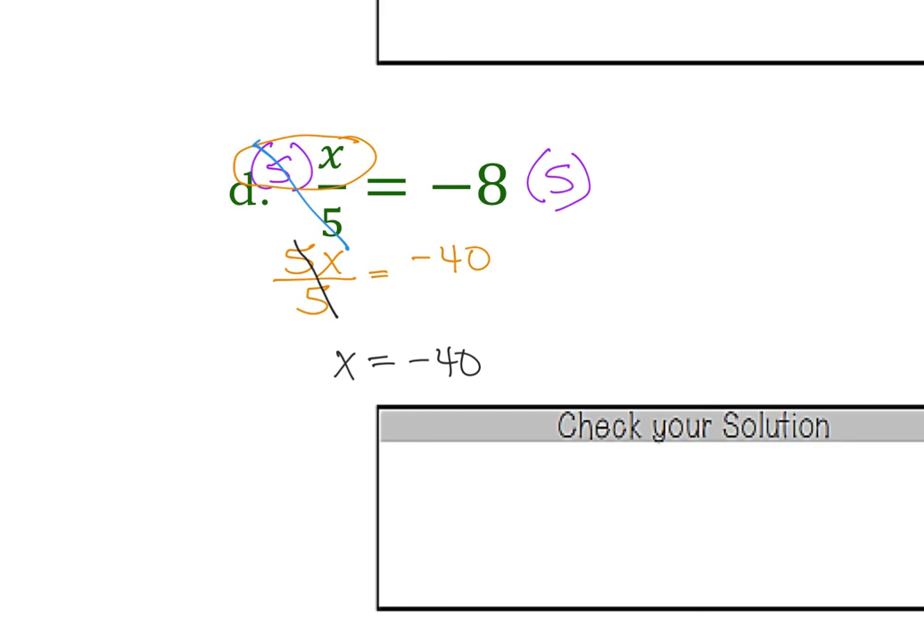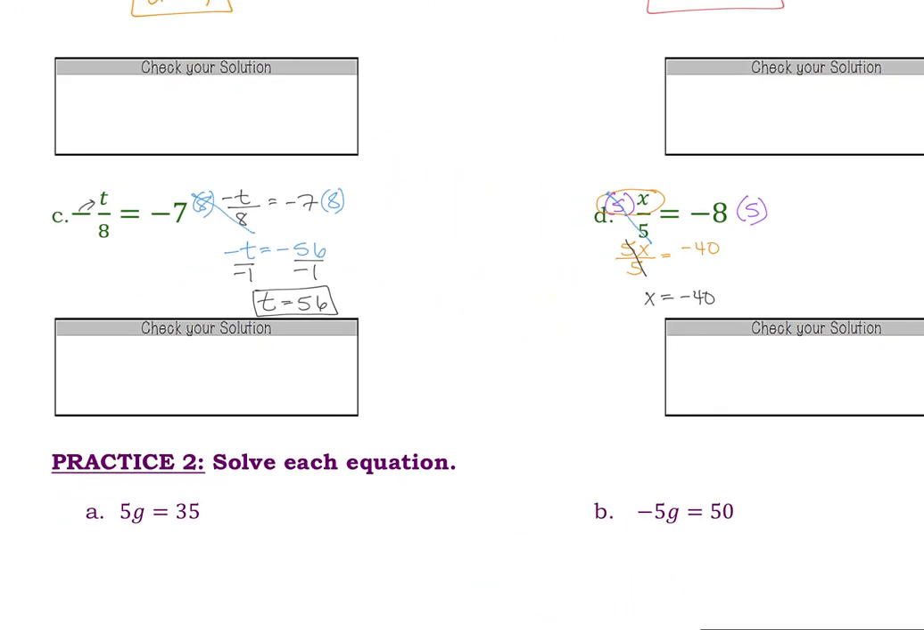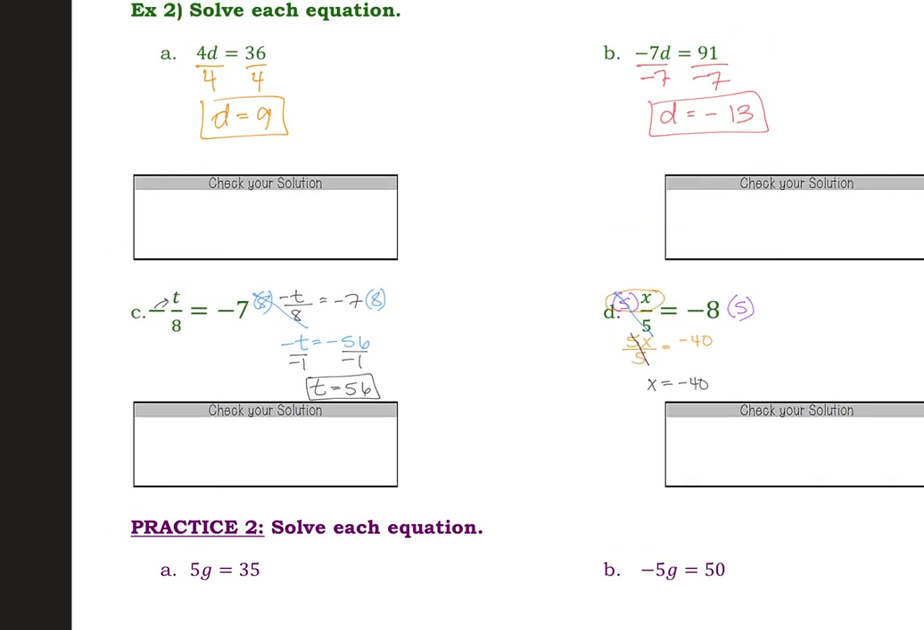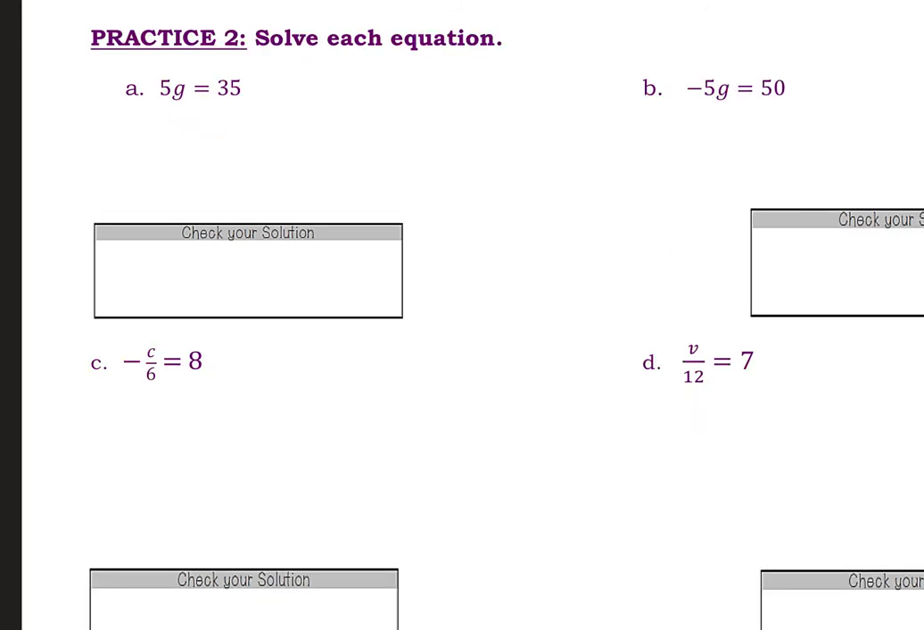Okay? All right, so I'm going to have you try the next 4. You have 2 multiplying and 2 dividing, okay? So I'll leave this up in case you didn't get it. Do you need me to flip over to the front side? So the first one has 5g equals 35. What did we do to get that g by itself? Divide by 5. So your g is equal to 7.